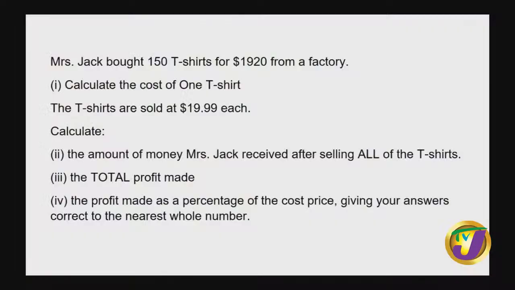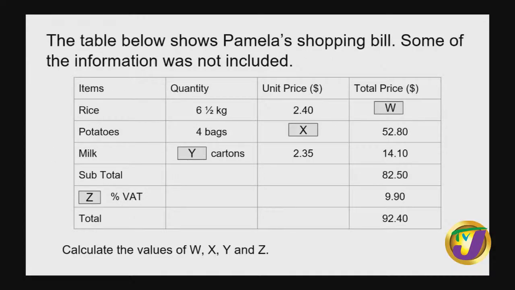Yes. Okay. All right. And they need to calculate the amount of money Mrs. Jack received after selling all of the t-shirts. 3, the total profit made, and 4, the profit made as a percentage of the cost price, giving your answers correct to the nearest whole number. And the final CSEC question is, the table below, and we're looking at the table here, shows Pamela's shopping bill. Some of the information was not included. And here we're hoping they can take the little screenshot and apply all that we would have done today to figure out what X, Y, and Z are.